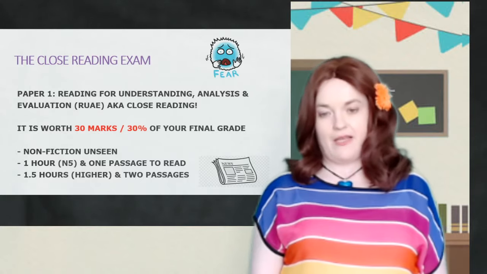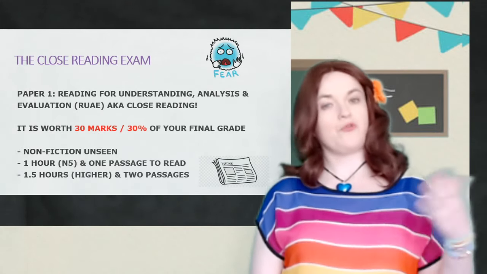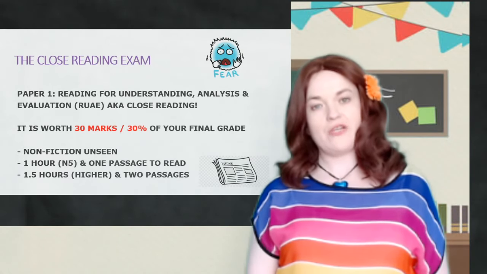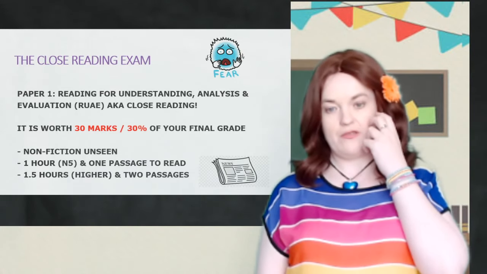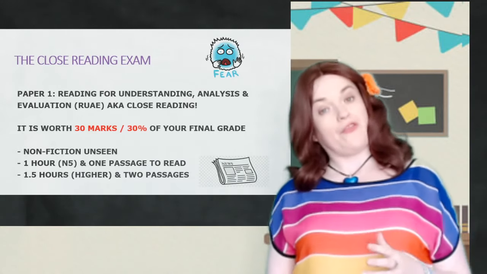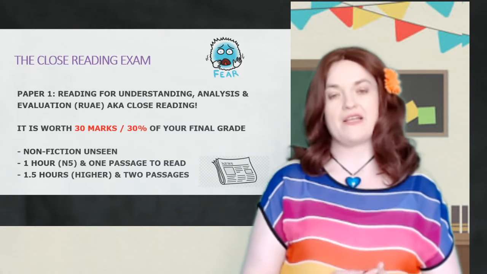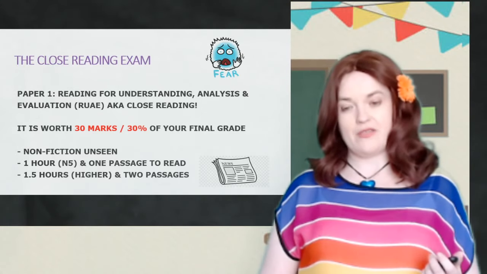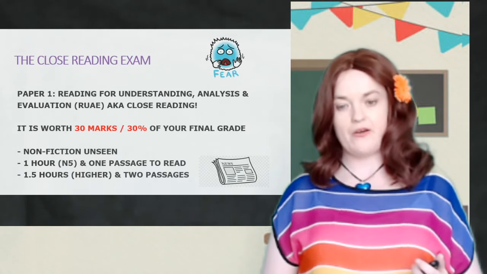The close reading exam is worth 30 marks for both levels, Nat 5 and Higher. So it's 30% of your final grade. So obviously every mark counts. It's a non-fiction passage which you won't have seen before, unlike the other parts of the exam that you do prepare for and you do know the text before you go into the hall. This is an unseen passage. Usually it's from a top quality newspaper article.